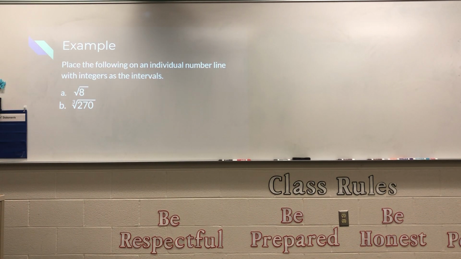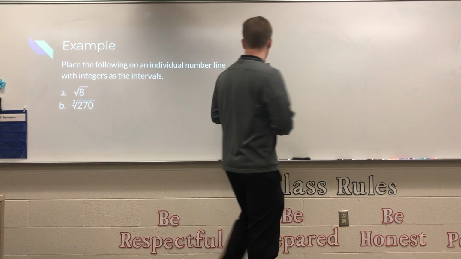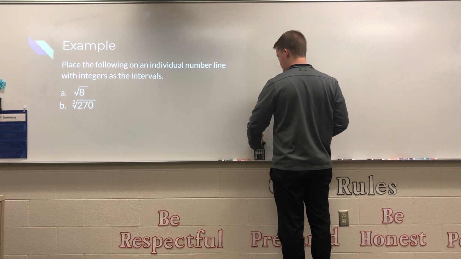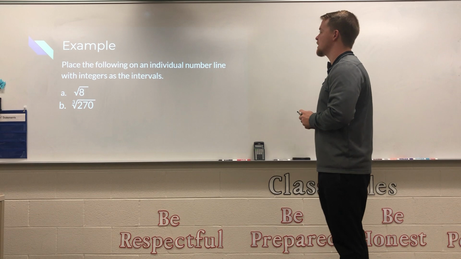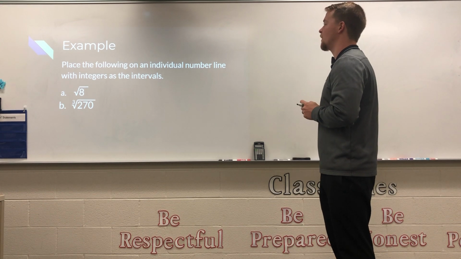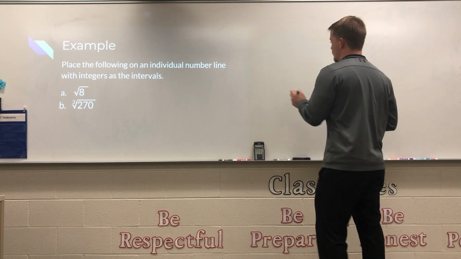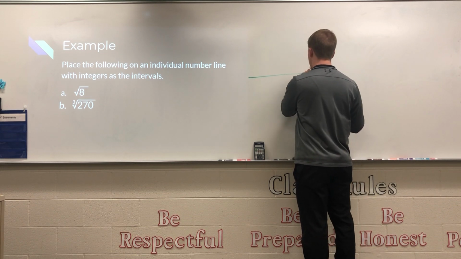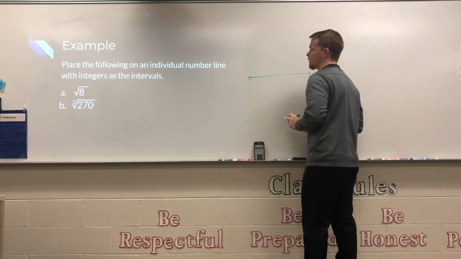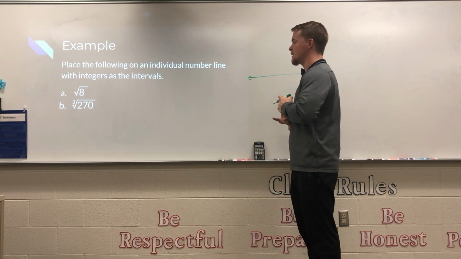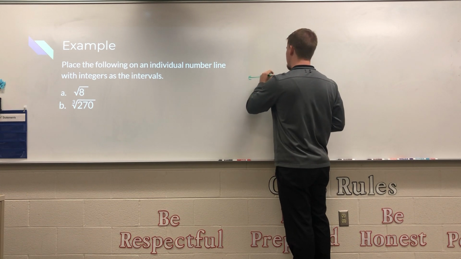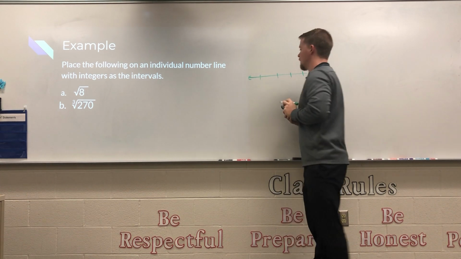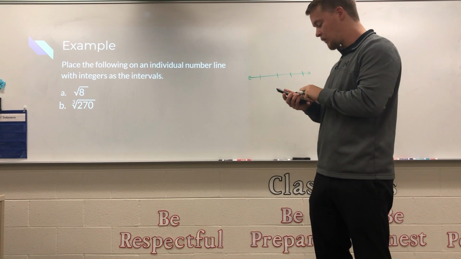They'll also give you problems like this where they want you to make sure you can put square roots or cube roots on a number line. So here it says, place the following on an individual number line with integers as the intervals. So I'm going to make me a number line, and it wants integers as the intervals. So first, before I can even figure out what my intervals are going to be, I might just make 4 of them or something like that, but I need to know what the square root of 8 is.